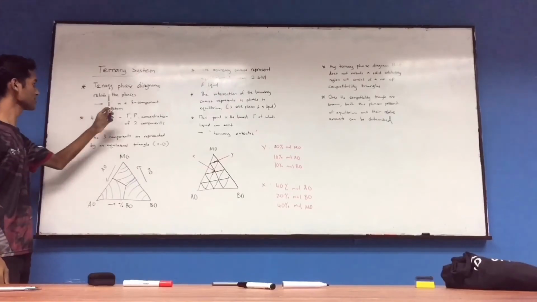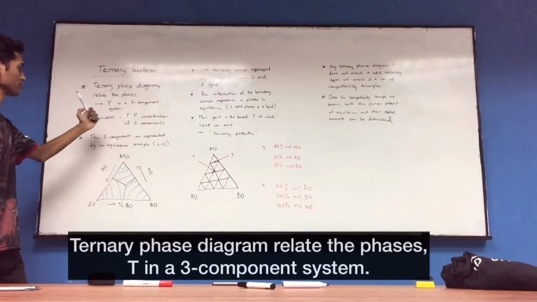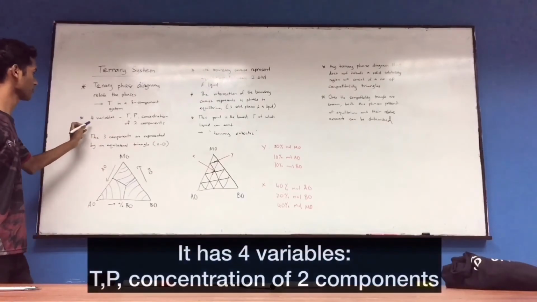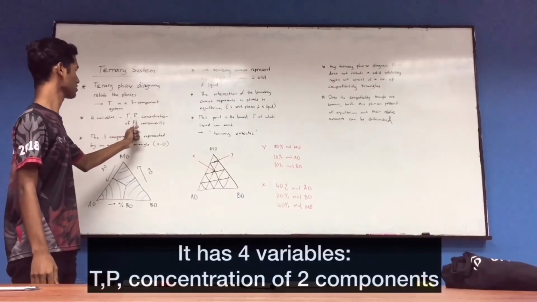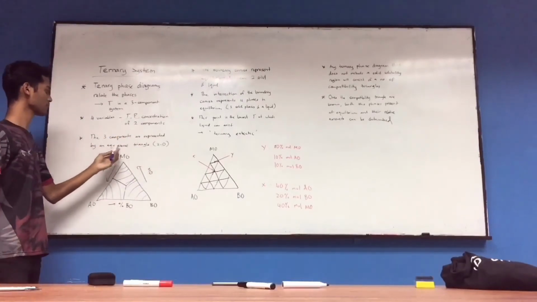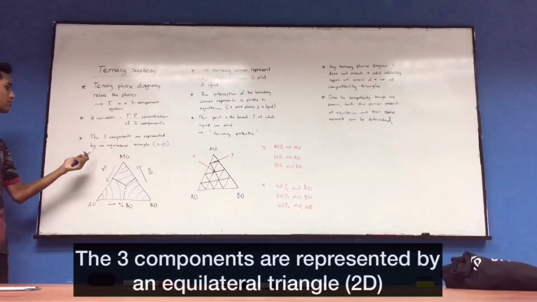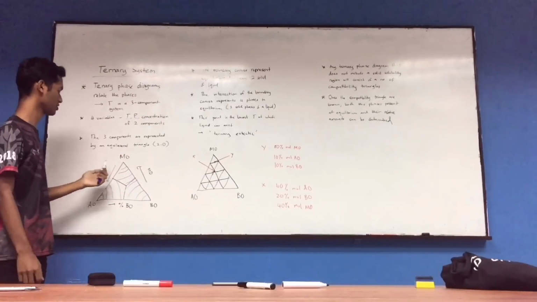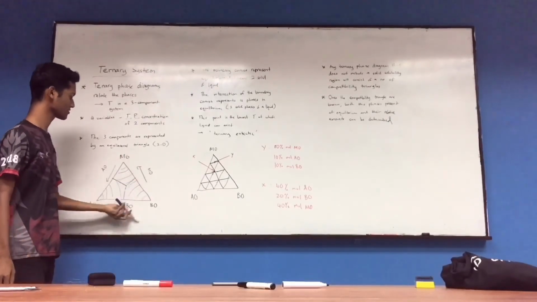Today I will explain a little bit about the ternary system. A ternary phase diagram relates the phases in a 3 component system. So there are 4 variables, which are T, P, and the concentration of two components. The three components are represented by an equilateral triangle in 2D, which is like this.